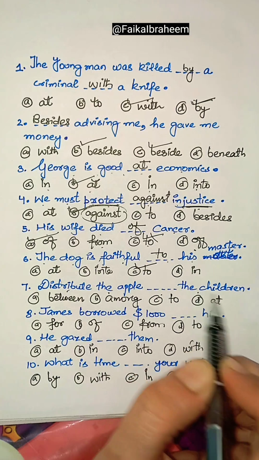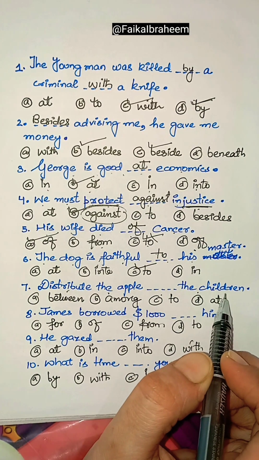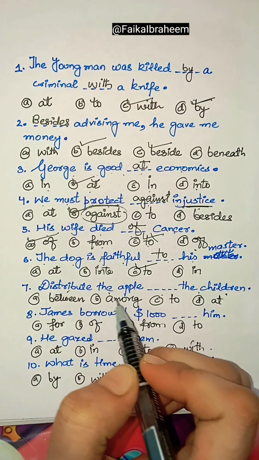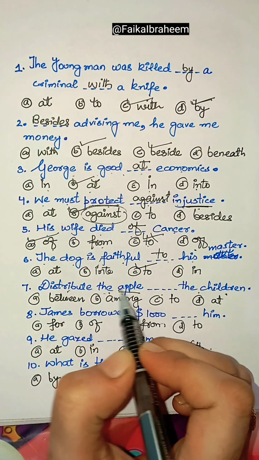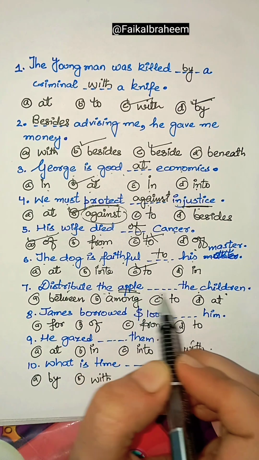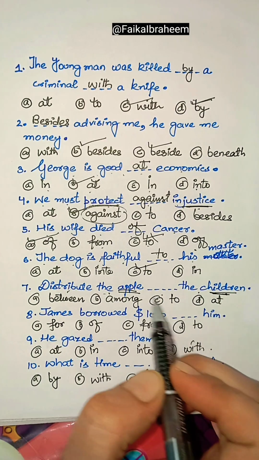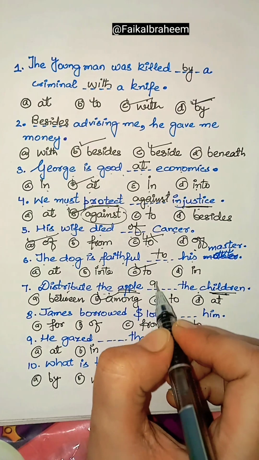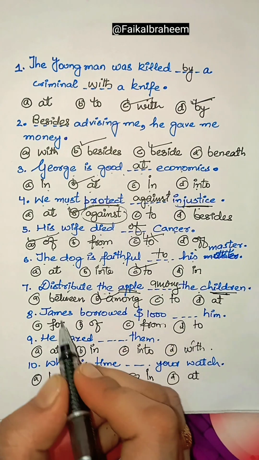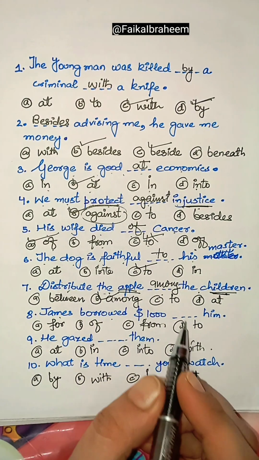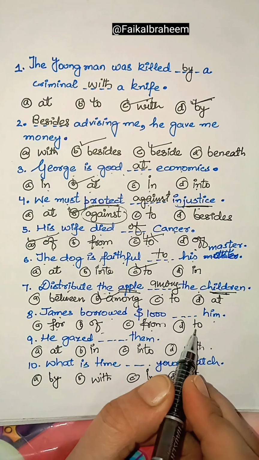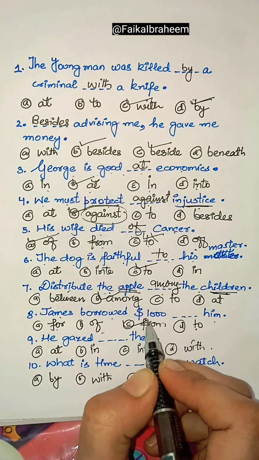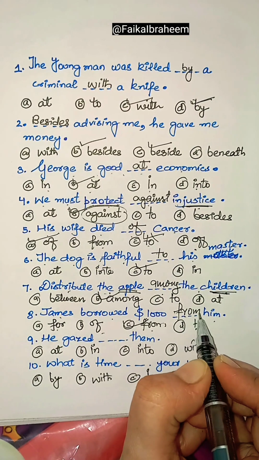Distribute the apple ___ the children. You are dividing something between the children. So when you are dividing something, you use among. James borrowed $1,000 ___ him. So what's the right answer? From. From him is the right answer.